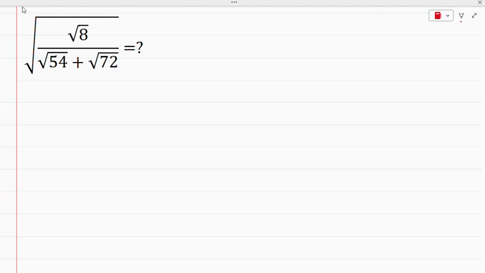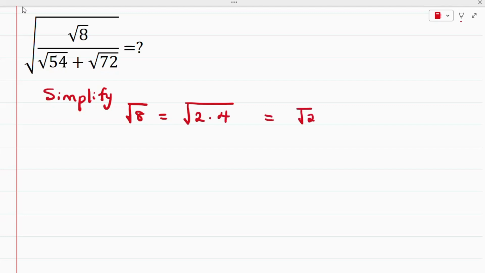So right here we have this nice square root algebra problem and we are to solve this. So guys, the first thing we want to do is to simplify each of the innermost square roots. So we have the square root of 8, and 8 can be expressed as the square root of 2 multiplied by 4, which is equal to the square root of 2 multiplied by the square root of 4, which is the same thing as the square root of 2 multiplied by 2.